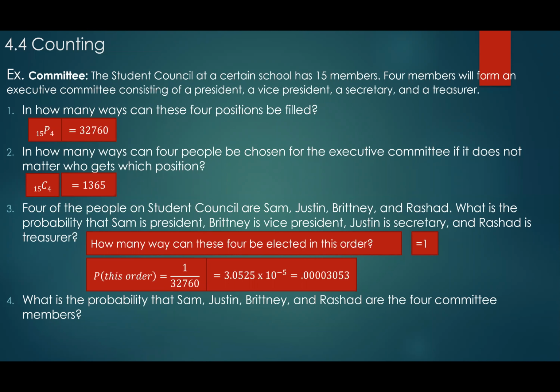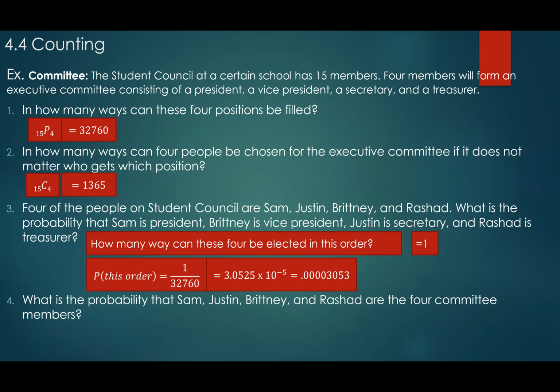That is the sense of the problem that you will probably see in your homework. But the question with number 4, they ask you, what is the probability that Sam, Justin, Brittany, and Rashawn are the 4 committee members? Because they don't give us a specific order or specific ranking, we know that this is a combination problem, right?